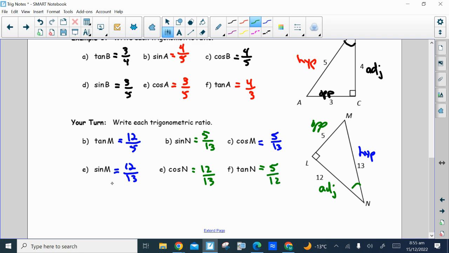Once again, the sine of M equals the cosine of N. The sine of N equals the cosine of M, and the tangents are reciprocals of each other. The sine and cosine are all decimals between 0 and 1. However, the tangent can be greater than 1 because the tangent of M is 12 over 5, which would be 2.4.